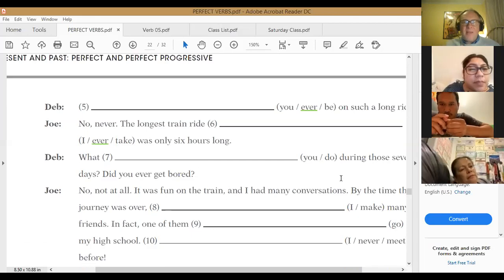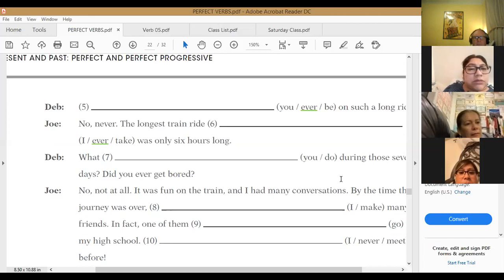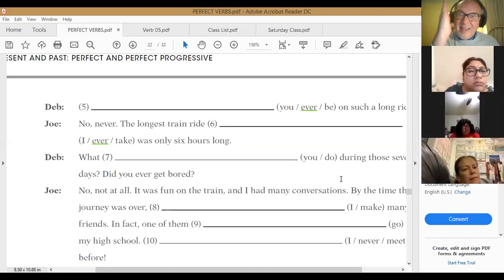All right. Now the next one, what during those days? Now, are we talking about the trip or before the trip? Did you do? What did you do? Perfect. What did you do during those days? Very good. Simple past, right? We're using simple past because we're talking about the trip. So everything about the trip is simple past. Everything before the trip, past perfect. You see the idea? The trip, simple past. Before the trip, past perfect.